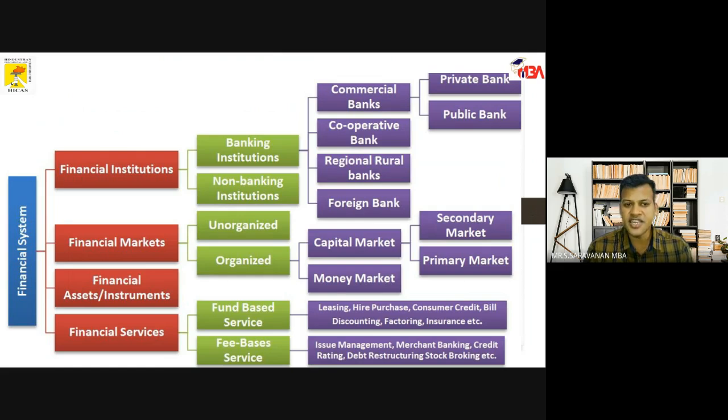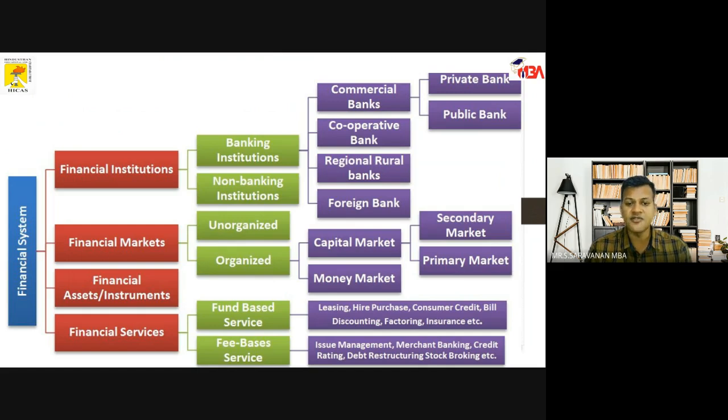First, we will take financial institutions. One is banking institutions and the other is non-banking institutions. If you subdivide the banking institutions, they can be divided into commercial banks, cooperative banks, rural banks, and foreign banks. Commercial banks are subdivided into private banks and public banks. Let's talk about financial markets. Financial markets are divided into two: unorganized sector and organized sector. Under the organized sector, we have capital market and money market. The capital market can be divided into secondary market and primary market.